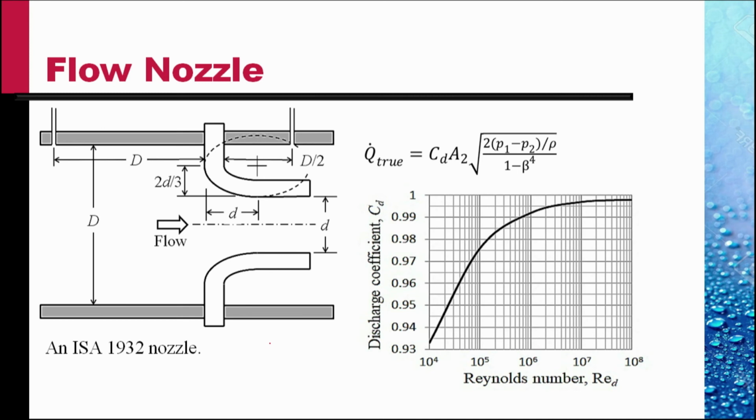And at about 5 into 10 to the power 6, it becomes constant at about 0.995. A very good discharge coefficient. And because of this, a flow nozzle is a preferred flow measurement device, except that it's more expensive to construct and more expensive to install.